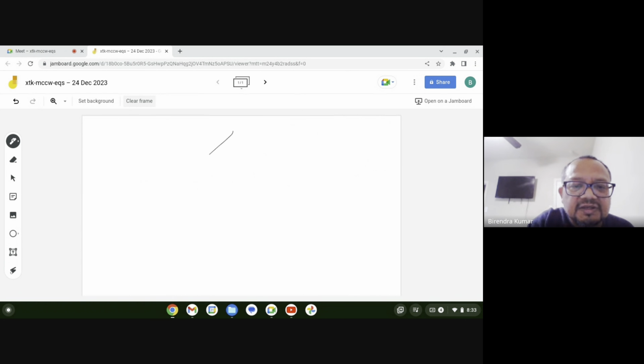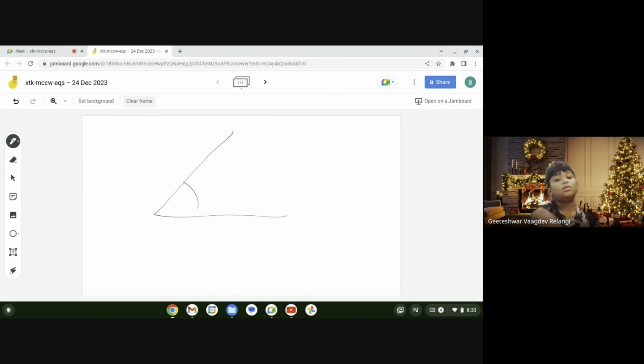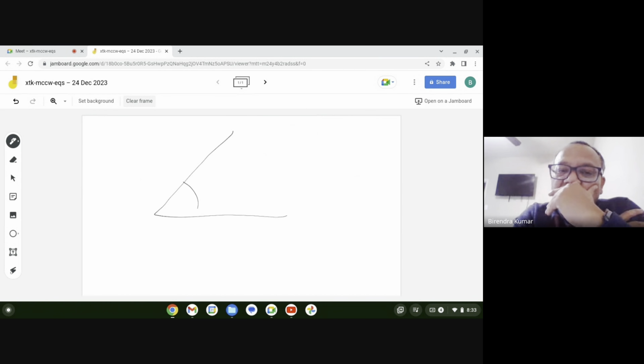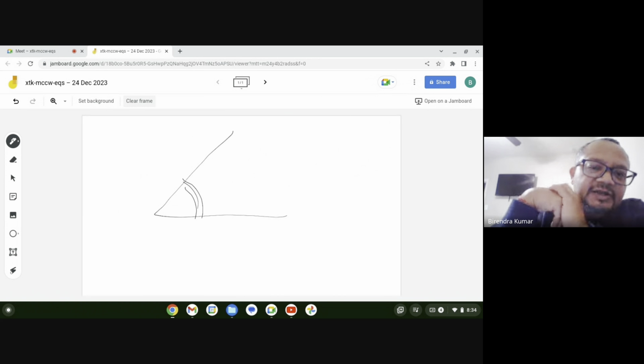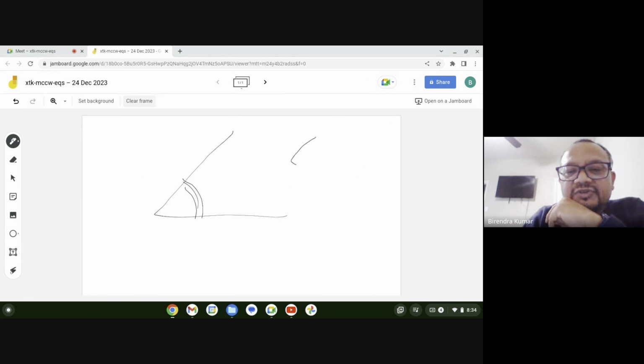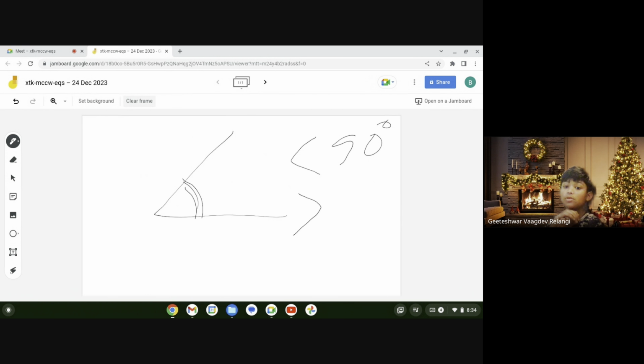Let's say you are given an angle like this. Do you know how to measure it? That's an acute angle, not a triangle, an angle. So an acute angle is an angle which is less than 90 degrees. Obtuse is more than 90 degrees.